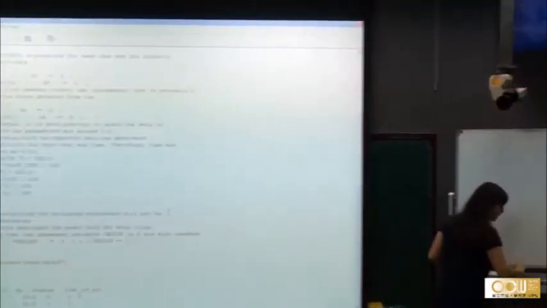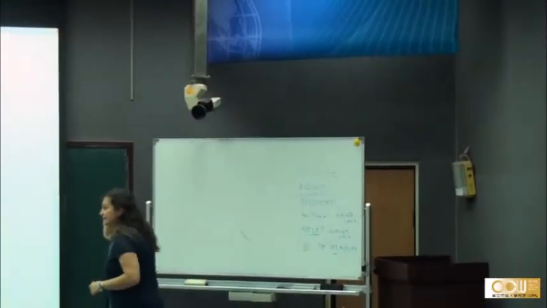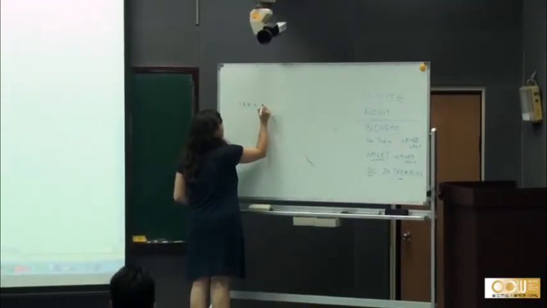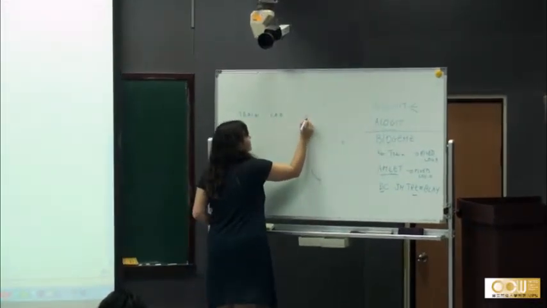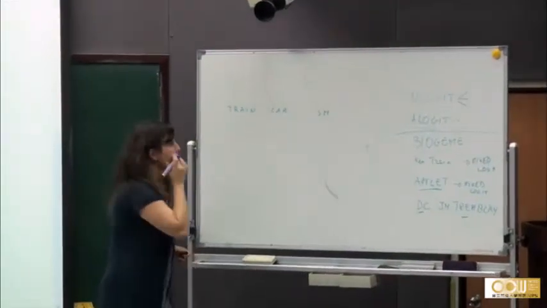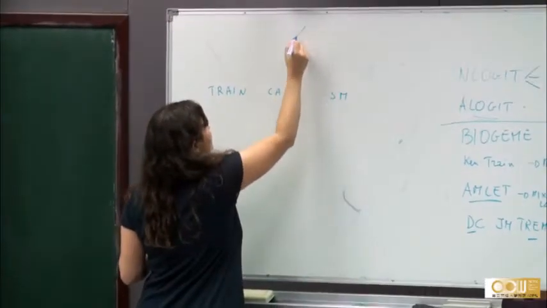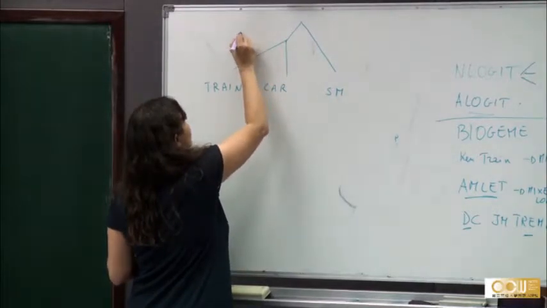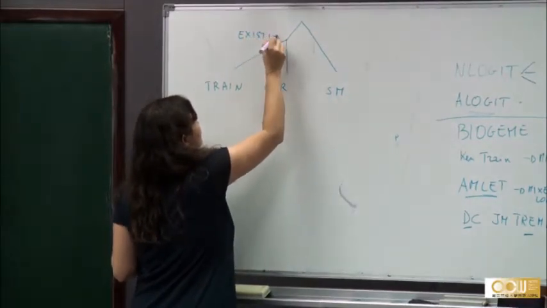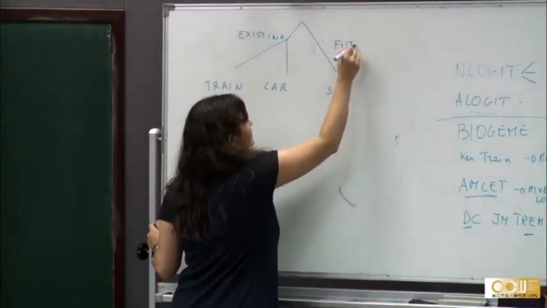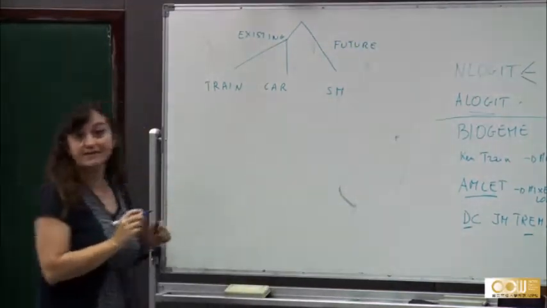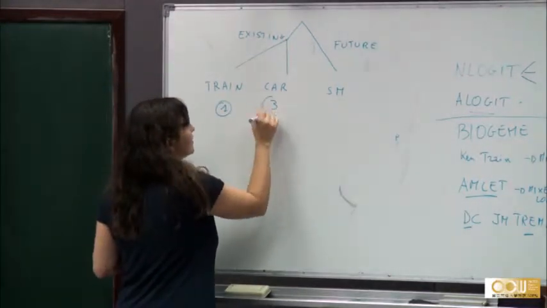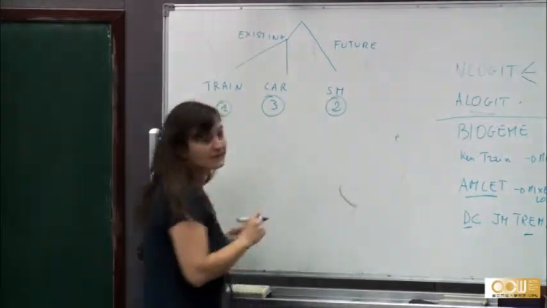So the structure here is you have train, and you have car, and you have Swiss metro. It's saying that it has a tree like this, in which these are the existing alternatives, and this is the future alternative. Right? So it's saying that alternatives 1 and 3 are in the same nest, and 2 is outside the nest.